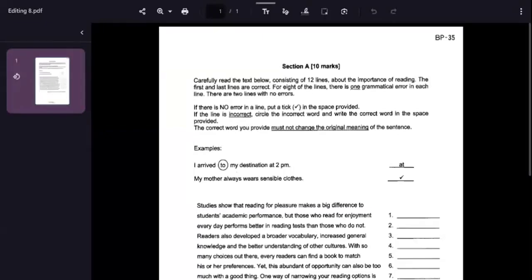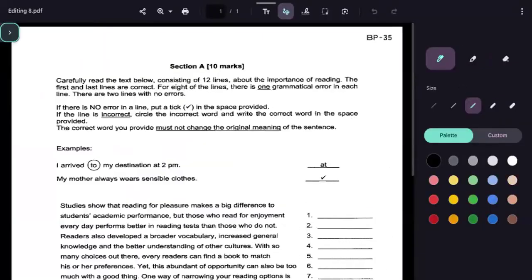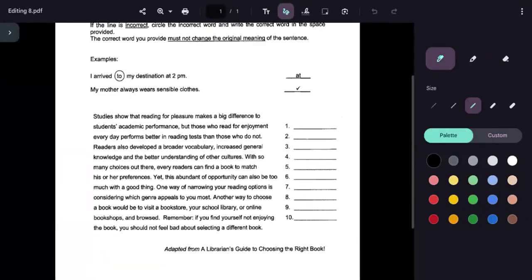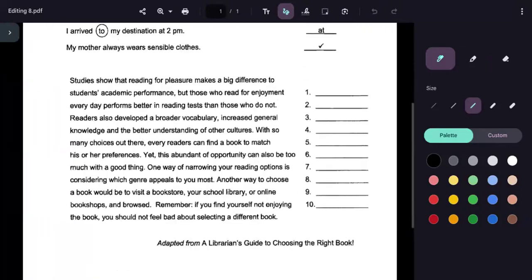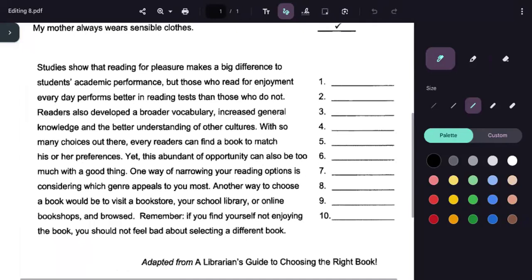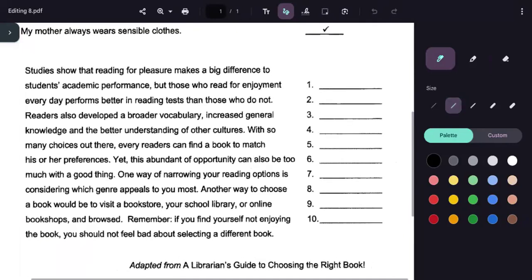Okay, let's go on to this one. Now, this one, same thing. Okay, but this one may be a little bit easier to spot than the rest. Okay, so let's read. Studies show that reading for pleasure makes a big difference to students' academic performance. But those who read for enjoyment every day performs better in reading tests than those who do not.